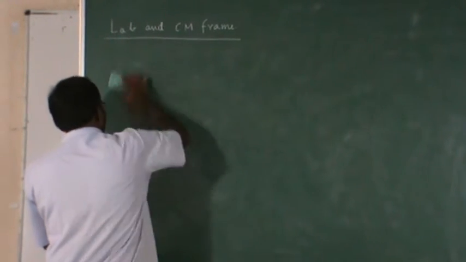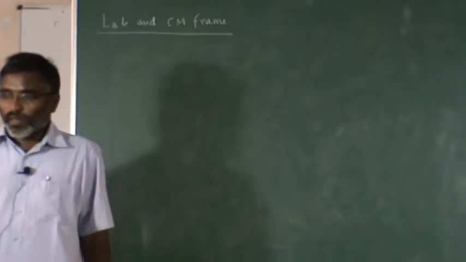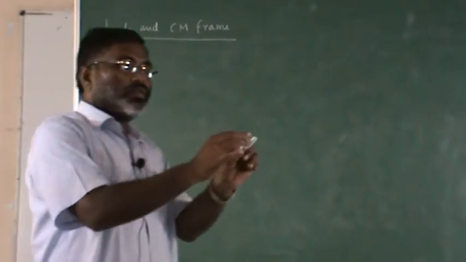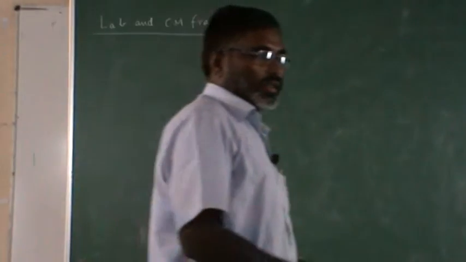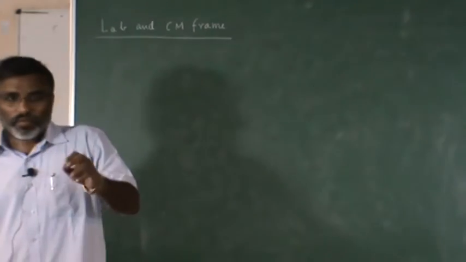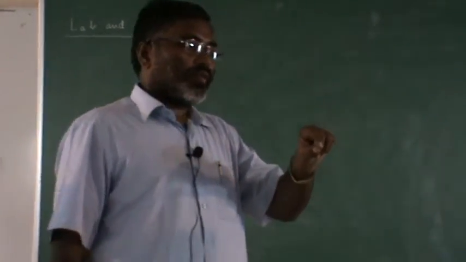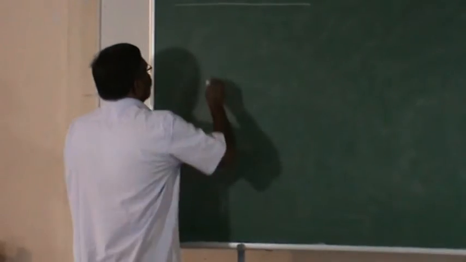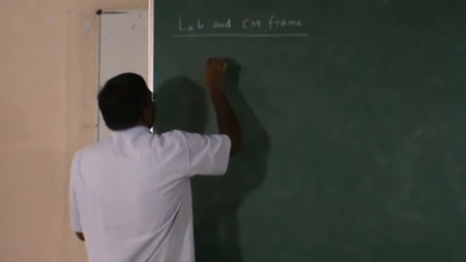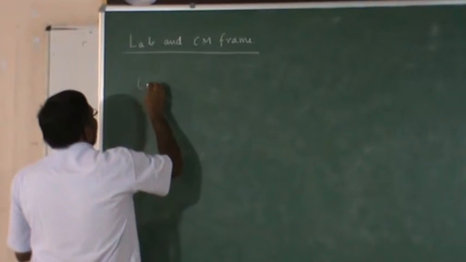Our choice of the center of mass is probably because it remains fixed. No. The center of mass is fixed, or it moves with uniform velocity. When you see from the laboratory frame, the center of mass moves with some velocity. When you see from the center of mass frame, it doesn't. That is it. So let us define these quantities. Let us first have the lab frame.